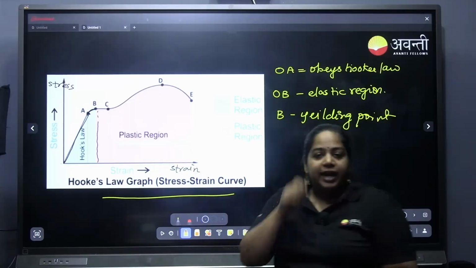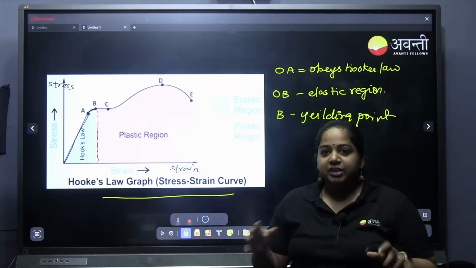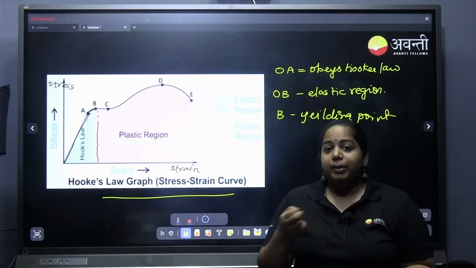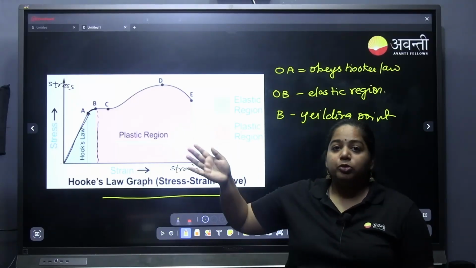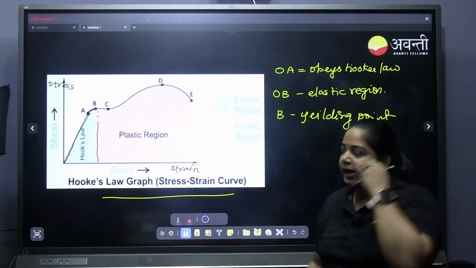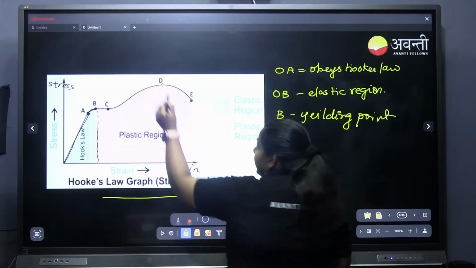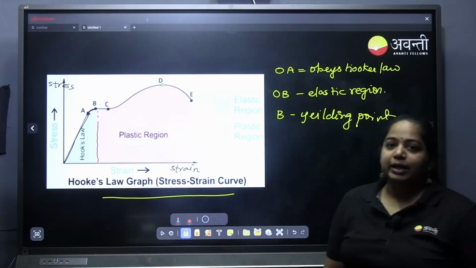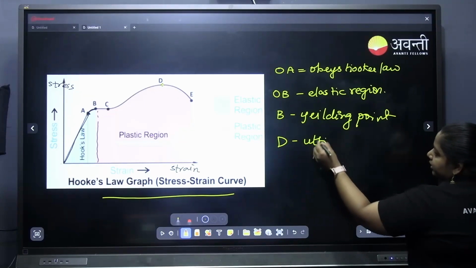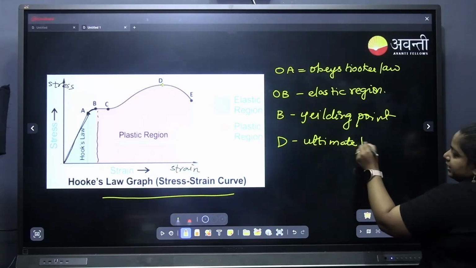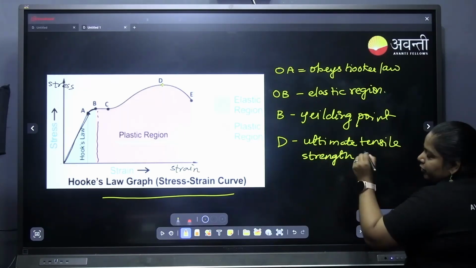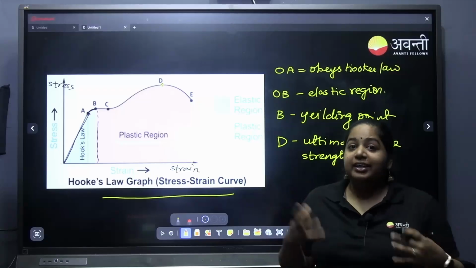Now from point C onwards, if you apply stress, there will be strain, the shape or length will change. But it will not be proportional. Stress and strain will not be proportional. If I apply a little stress, so much strain will come. It goes like that up to point D. Point D is called the ultimate tensile strength, which means the maximum stress it can take.